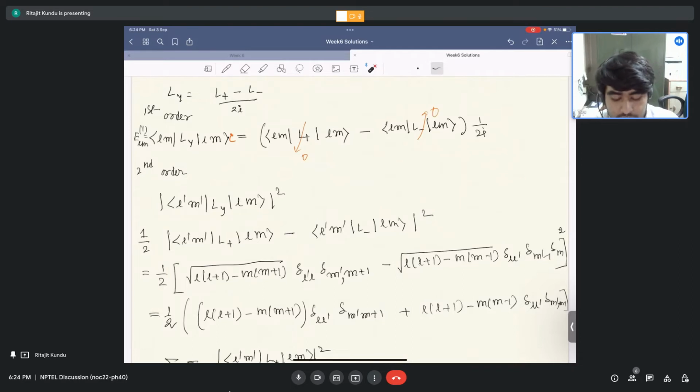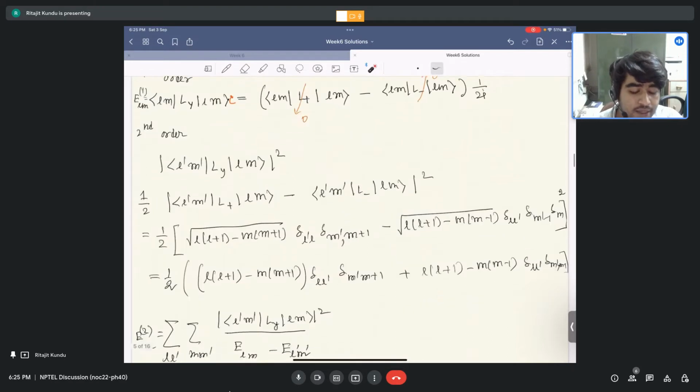Okay, so I have separated Ly in terms of L plus and L minus, and I have taken the matrix elements of these L plus and L minus operators. Here I have used the aforementioned identity, the matrix elements equation of L plus, which gives me this and this. And I have to square this whole thing.